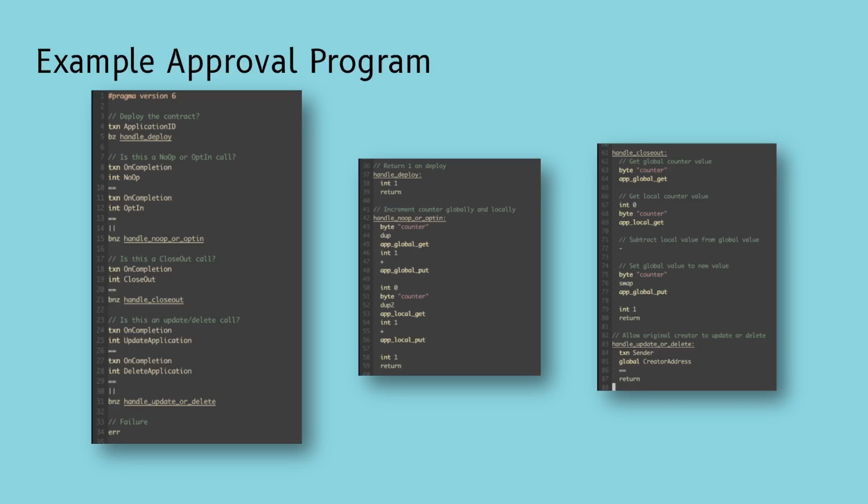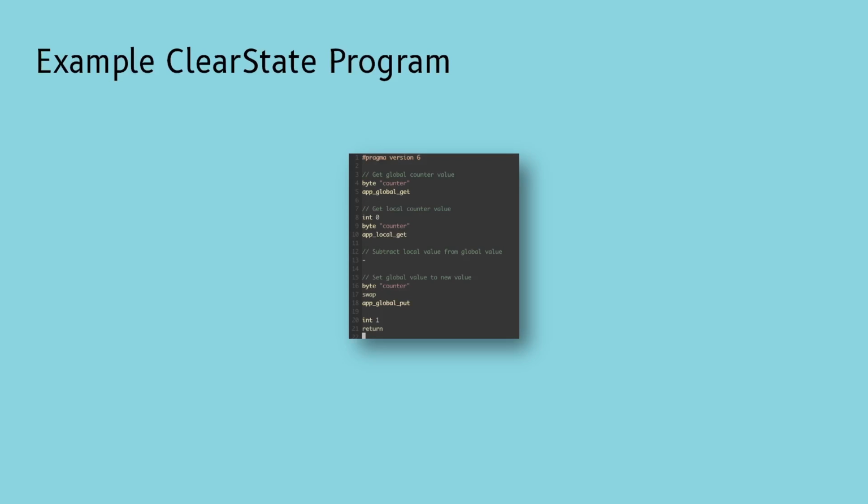As mentioned, a user may still choose to forcefully call the ClearState program, which would bypass this program and cannot fail. So here, in this example ClearState program, we handle the reduction of the global counter by the amount they have in their local state before their local state is removed. Think of the ClearState as a way to perform housekeeping, making sure that your global data integrity stays valid and correct.